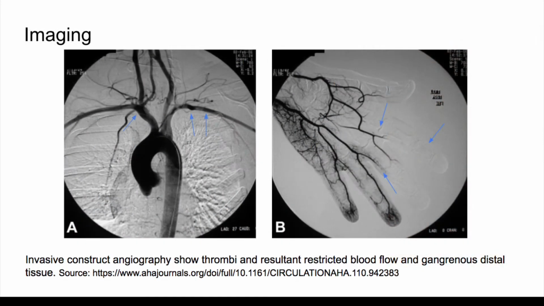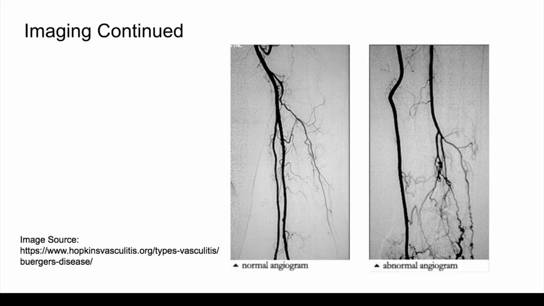So here's a few pictures of what can be expected to be found on angiography. On the left is our aortic arch, and our left subclavian artery you can see has thrombi in it, as well as the right brachiocephalic artery. And then to the right is a picture of a patient's hand where his thumb, index finger, and middle finger are severely occluded. There's hardly any blood getting through there. And then these next couple pictures just show what a normal angiogram looks like compared to that of somebody with the disease.